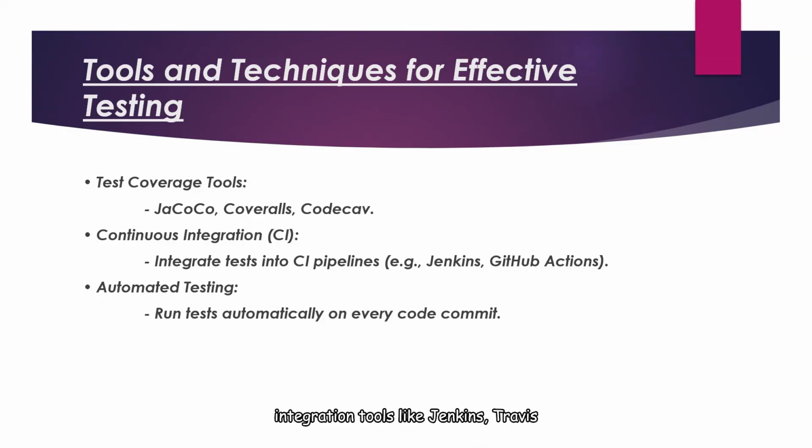Additionally, continuous integration tools like Jenkins, Travis CI, and GitHub Actions can automatically run your tests each time you commit code, ensuring that issues are caught early. Finally, automated testing tools can ensure that your tests are executed consistently, which is especially important in agile development where code changes frequently. By integrating these tools into your workflow, you can maintain high quality code with minimal manual effort.